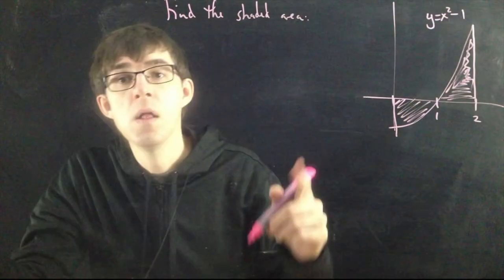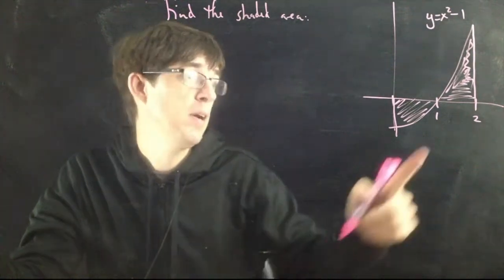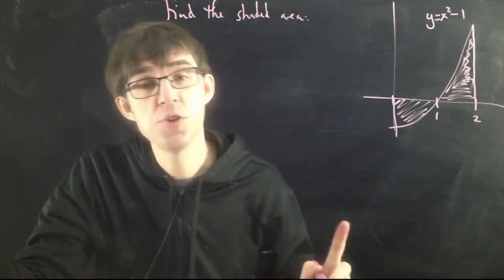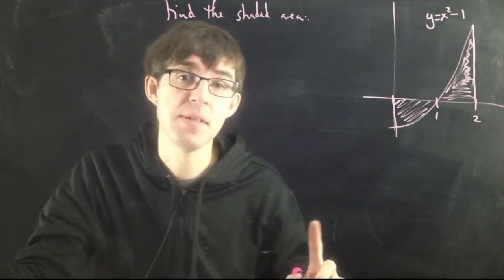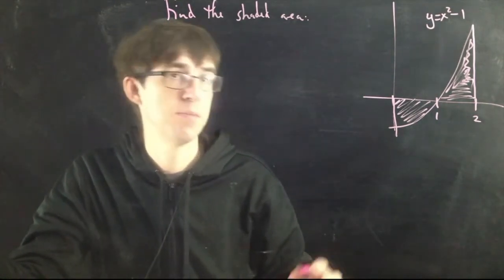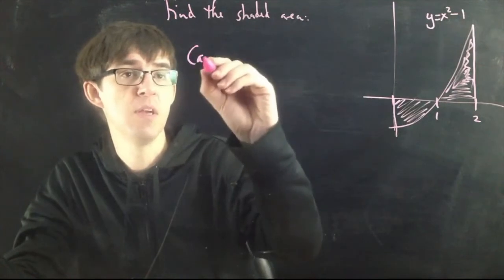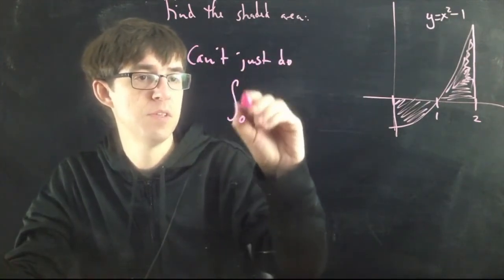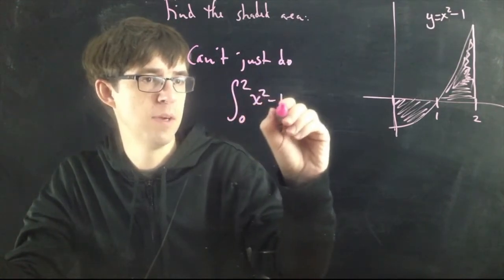Let's try this one. Find the shaded area of this guy right here. Okay, here's where we're going to have to grapple with the issue of some things being measured as negative versus some things being measured as positive. So let me just start off by saying you cannot just do integral 0 to 2 of x squared minus 1 dx.